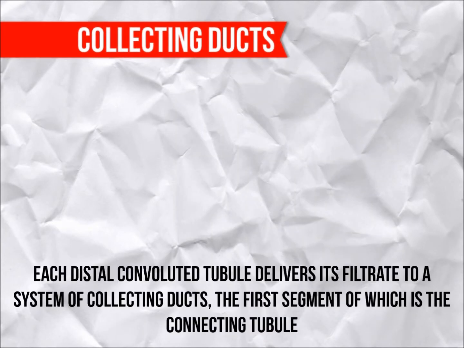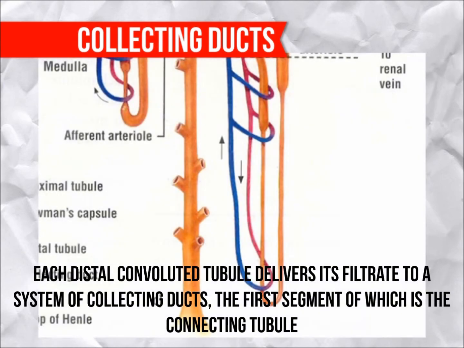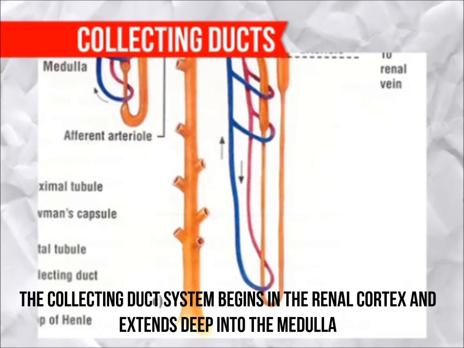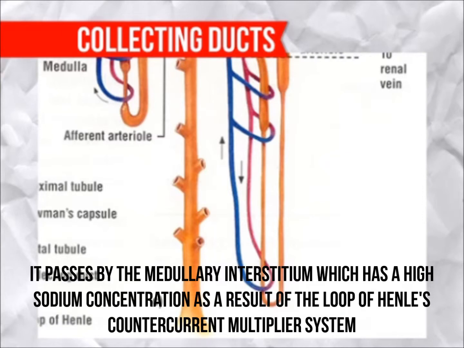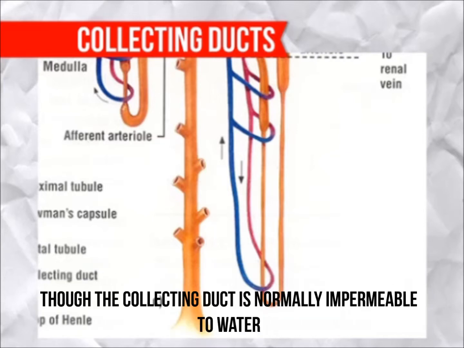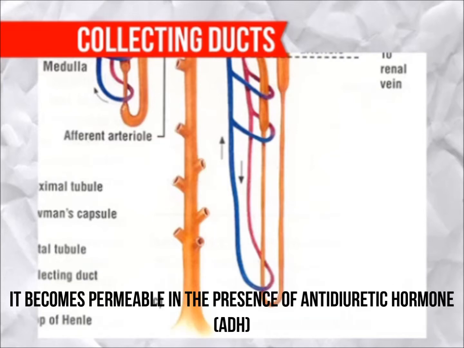Collecting ducts. Each distal convoluted tubule delivers its filtrate to a system of collecting ducts, the first segment of which is the connecting tubule. The collecting duct system begins in the renal cortex and extends deep into the medulla. As the urine travels down the collecting duct system, it passes by the medullary interstitium, which has a high sodium concentration as a result of the loop of Henle's countercurrent multiplier system. Though the collecting duct is normally impermeable to water, it becomes permeable in the presence of antidiuretic hormone, or ADH.